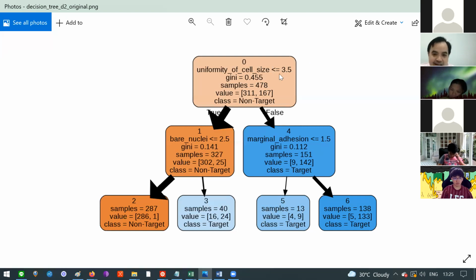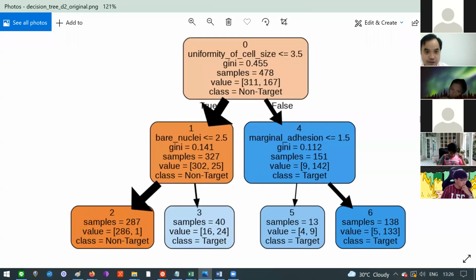If it's less than 3.5, it goes to here. This is the true branch. It's like on the x-axis: you put 3.5 over here and make a vertical line. Anything that goes to the left of that goes into this block, and anything that goes to the right goes to that block. Now you would notice that in each block, it has quite a bit of information.